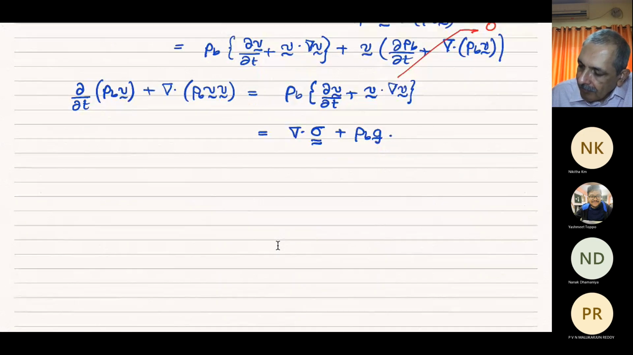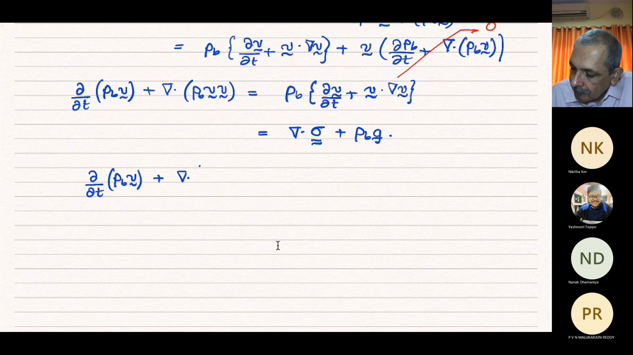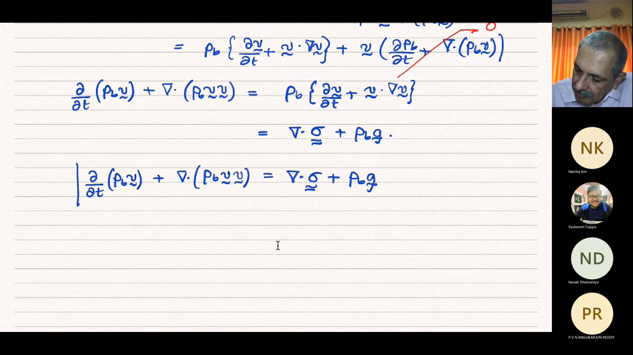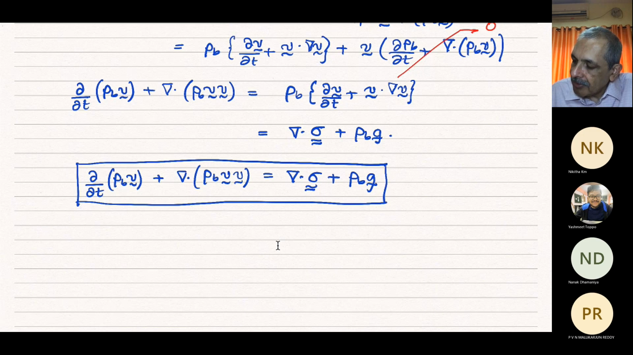Okay. And then this we will use as a momentum balance equation, which is del by del t of rho b into v. So these are the two equations that we will use, and we are going to integrate both of these equations from 0 to delta.